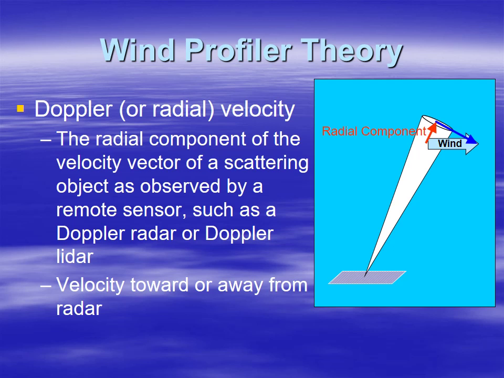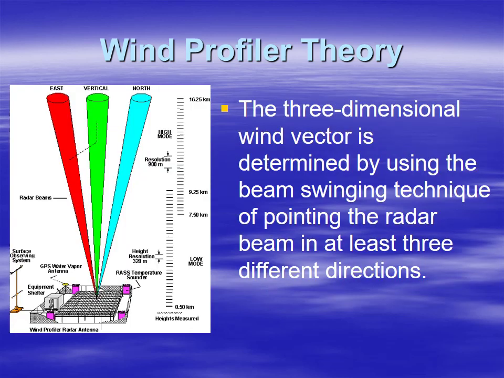So a perfectly vertically pointing radar or wind profiler really doesn't measure much, just whether the air is going up or down. What we want to know is whether the air is moving horizontally. To do that, they have to tilt the radar beam, I should say. And they use 3 different tilts. Because they swing the beam, they can measure the radial velocity in 3 different components, and they can combine those to figure out the horizontal wind.